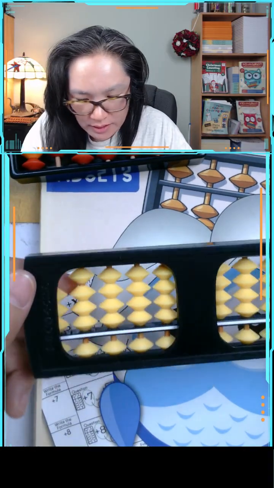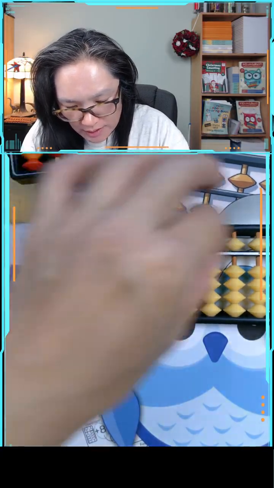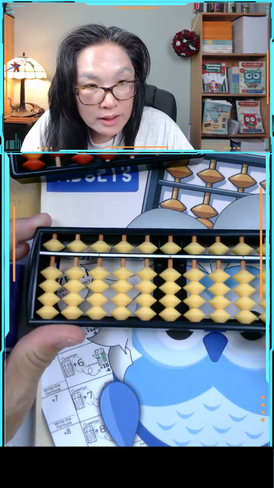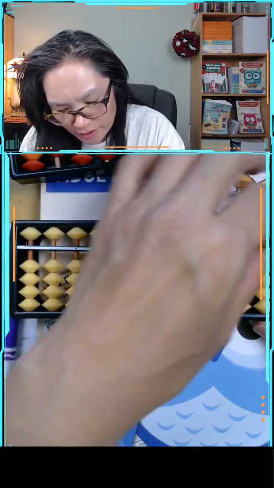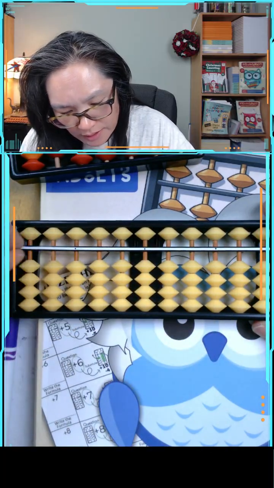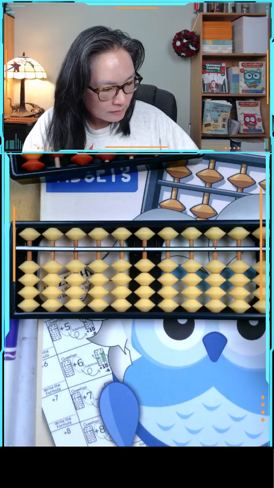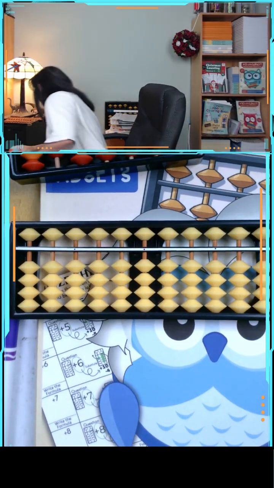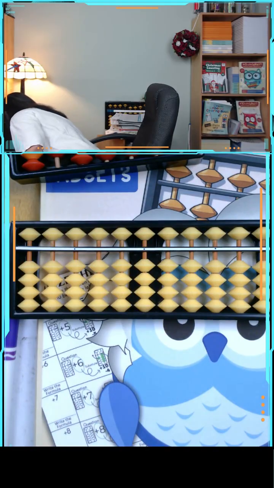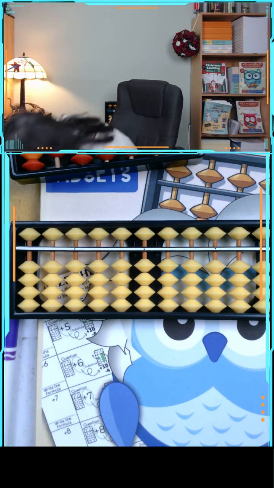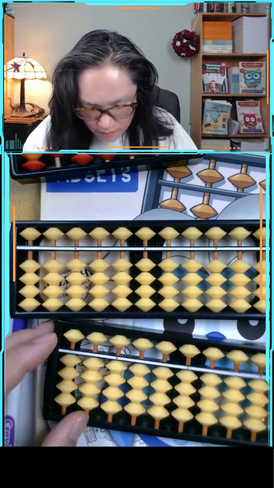I think this one's still plastic. This one is made in Japan. This is 1, 2, 3, 4, 5, 6, 7, 8, 9, 10. This is 11. Yeah, this is an 11 bead, but it's kind of yellowish, so I think it's plastic. Yeah. That's what I got.